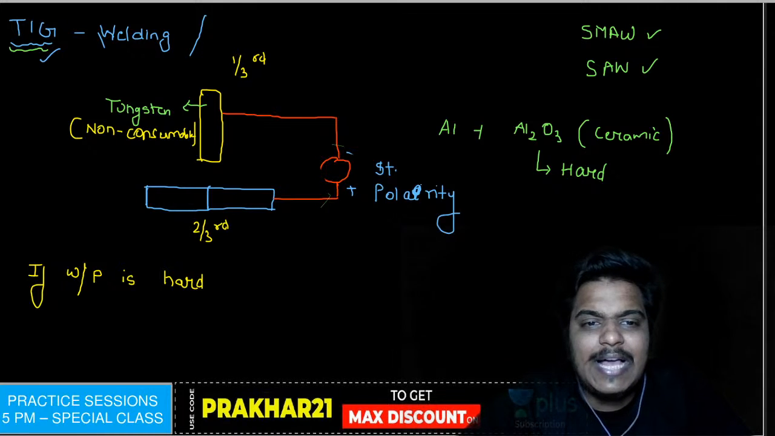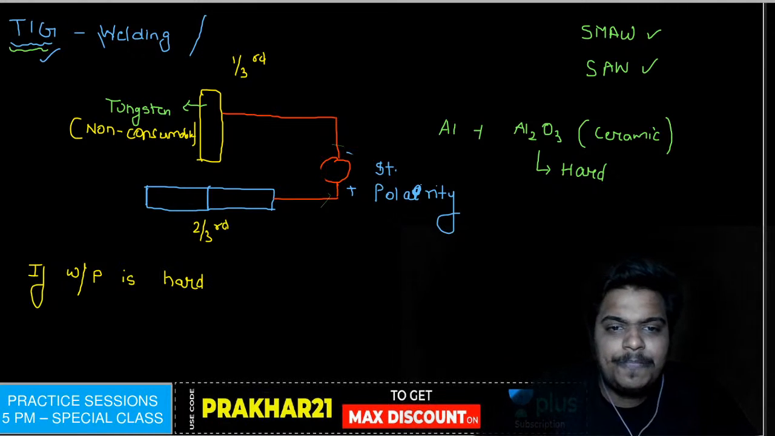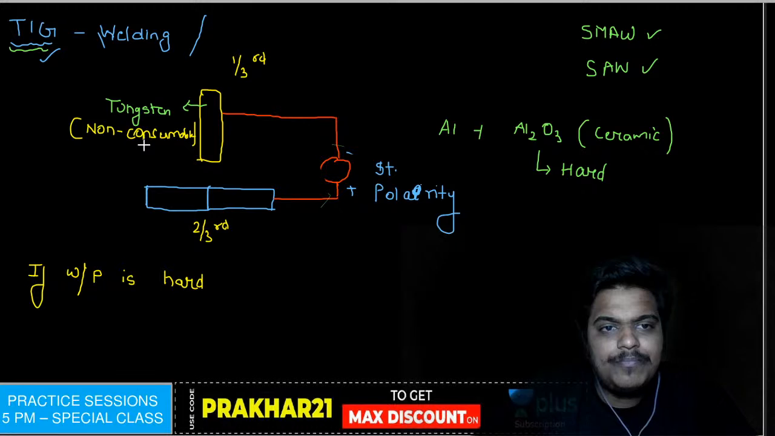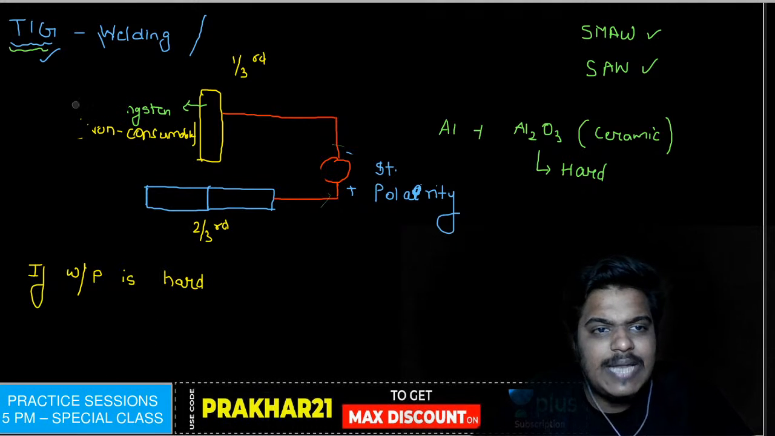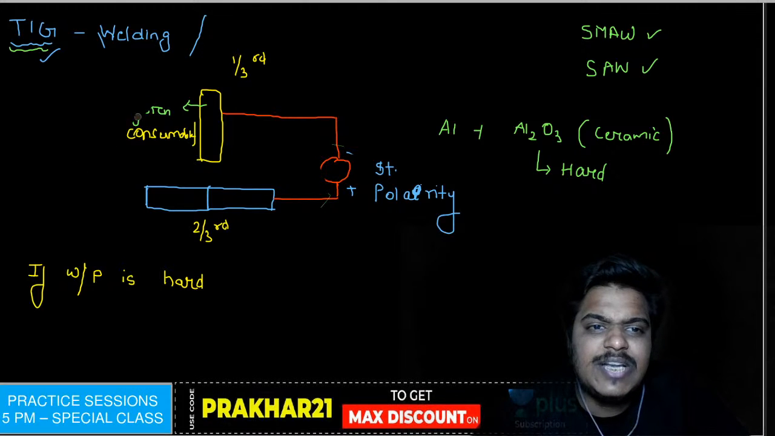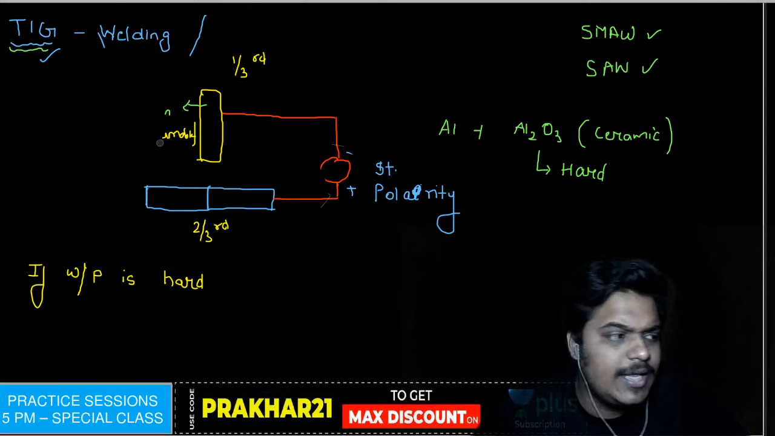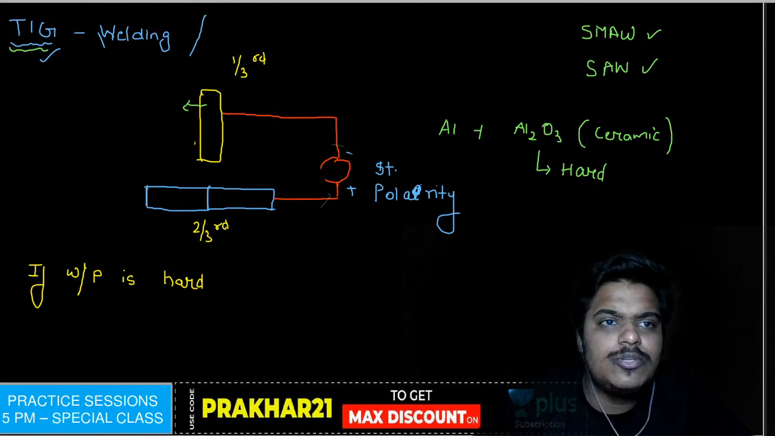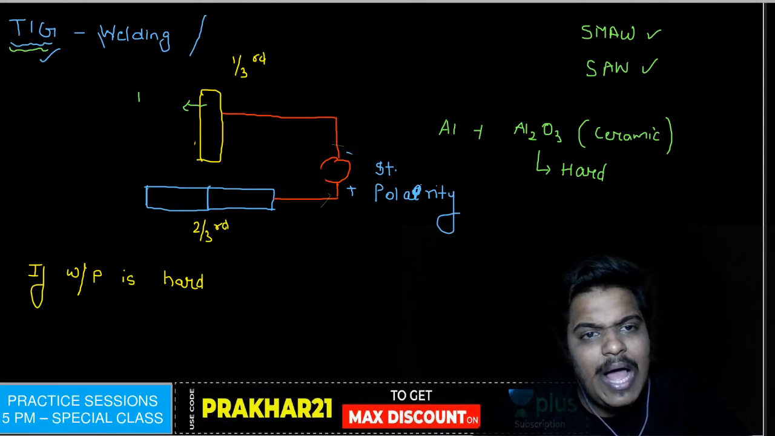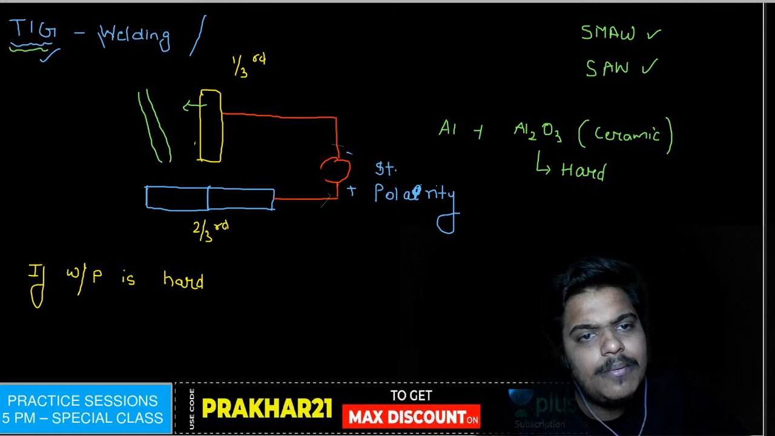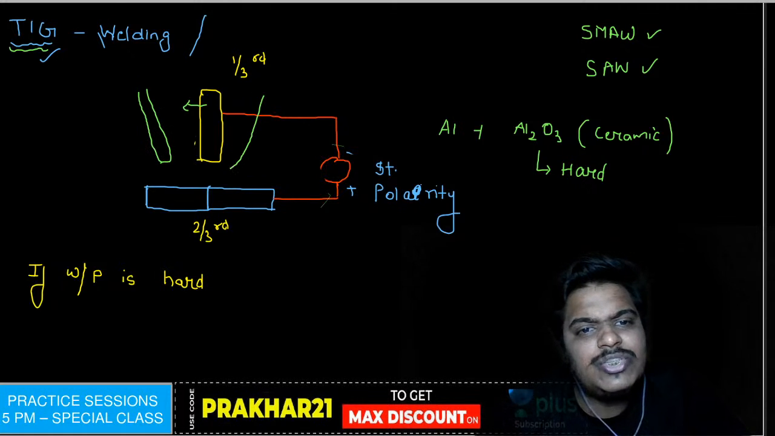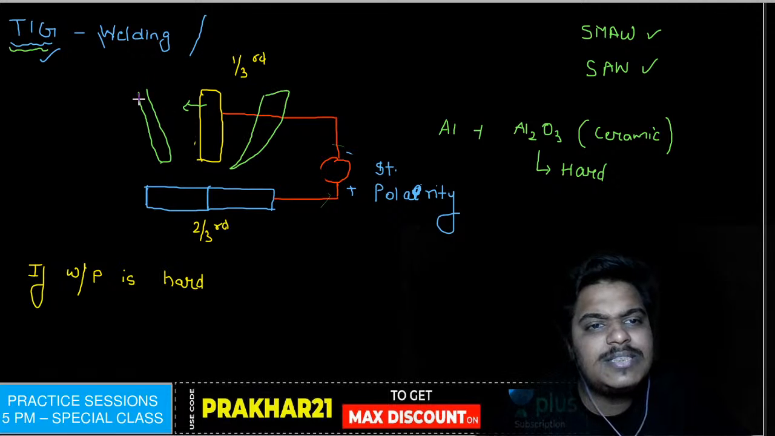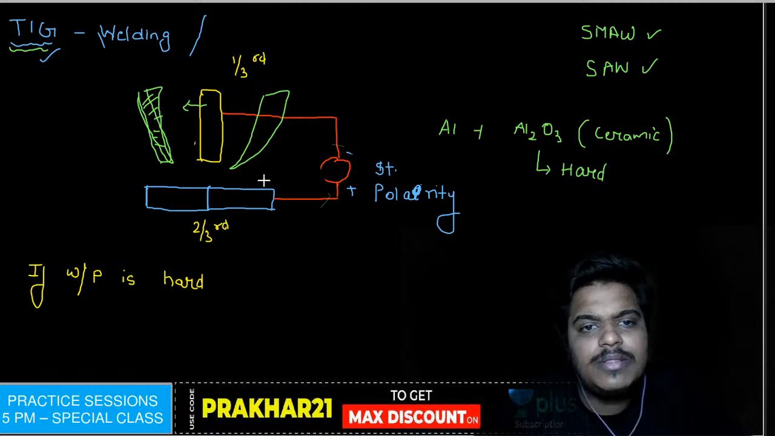I am not using any gases here, so please pay attention. I'll draw the diagram and please update this diagram, okay? You all understand this is a tungsten electrode because it is non-consumable in nature. Now there is a shielded area. This is like a shield.